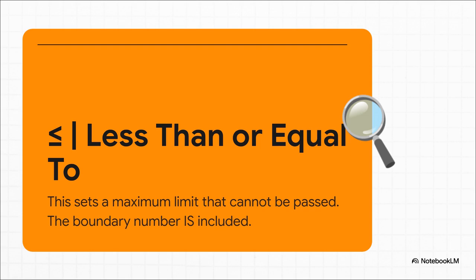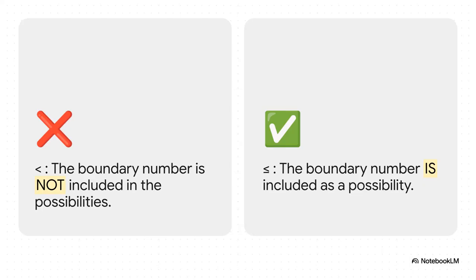Remember our box? It can hold up to 20 books. That phrase, up to, is the big clue. It means 20 is totally fine, but 21 is a no-go. So yeah, that tiny little line, it makes all the difference in the world. It's the difference between including the boundary number itself or not. Think about it. Does a rule say under 18 or 18 and under? That one little line changes everything.